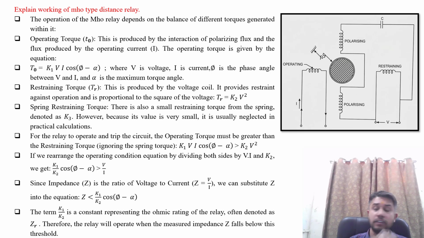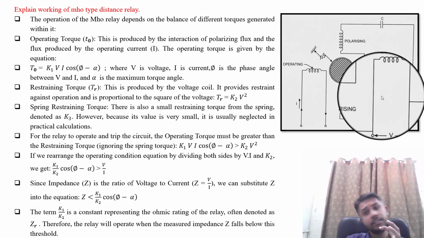Explain working of move type distance relay. For the better understanding of the working, the figure is included here, and the mathematical explanation is given. The theoretical explanation is already given with the constructional details of the move type distance relay. This calculation can be easily understood with the RX diagram that we will see later on.